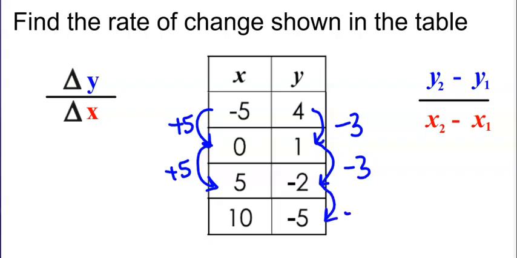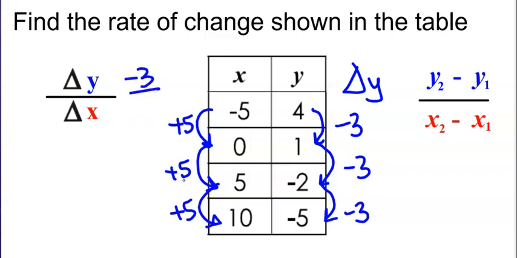-2 to -5, subtract 3. 5 to 10, add 5. Now don't forget, we put the pattern of the y's, or the changing of the y's, in the numerator. And we put the delta x, or the changing of the x, in the denominator. So this table has a rate of change of -3/5.